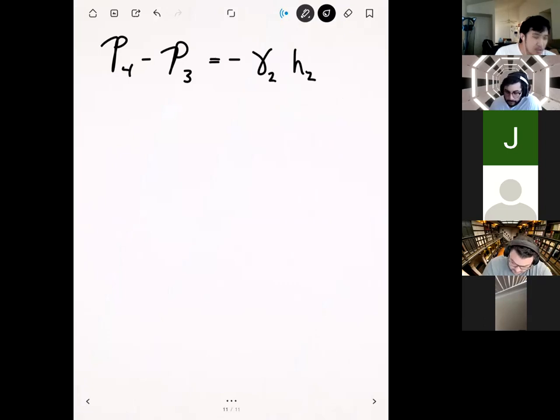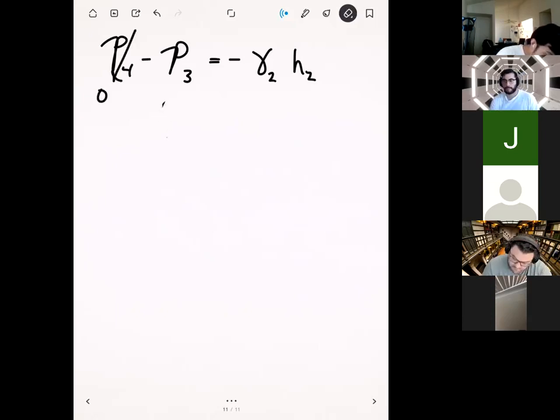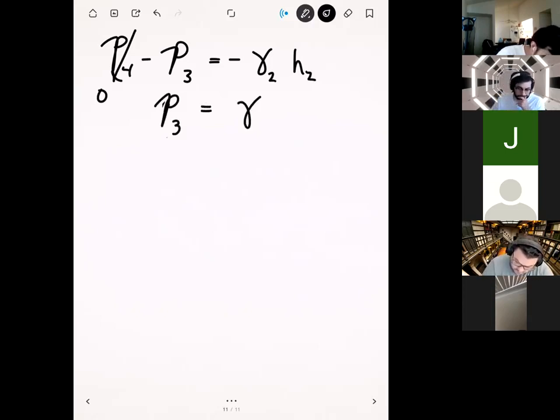So we can simplify this a little bit more. Since point 4 is at our free surface, we know that P4 is equal to 0. And so we get P3 is equal to gamma 2 H2.